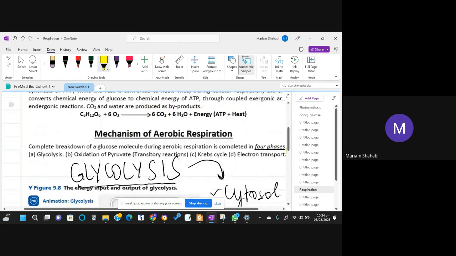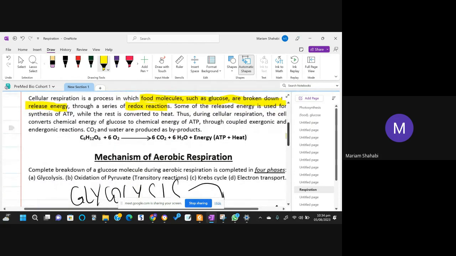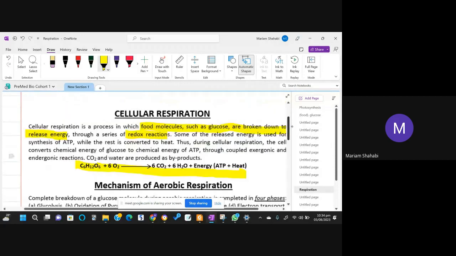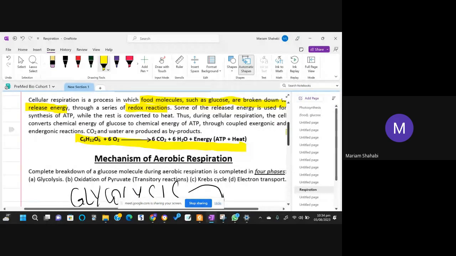So here we're doing the exact opposite of photosynthesis. We're taking our food and we're using oxygen to break it down into carbon dioxide and water and energy. We want our energy from food. There we were using energy to make food, and here we're trying to release energy from food.